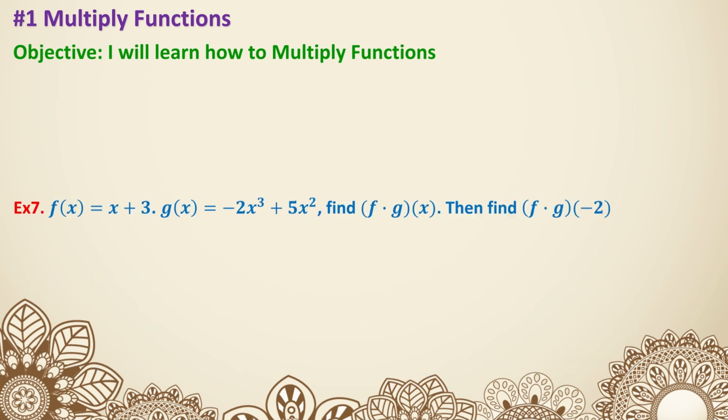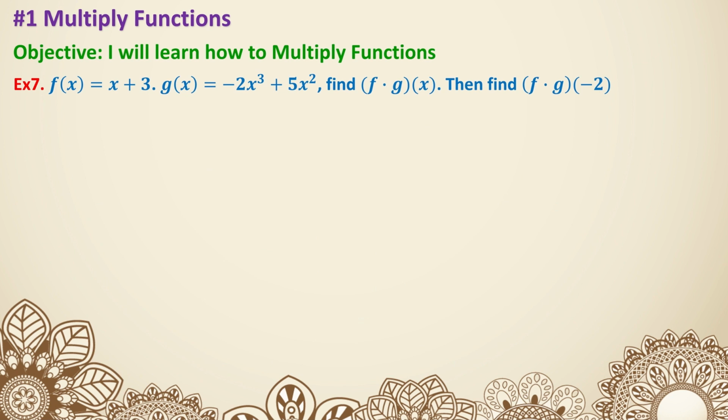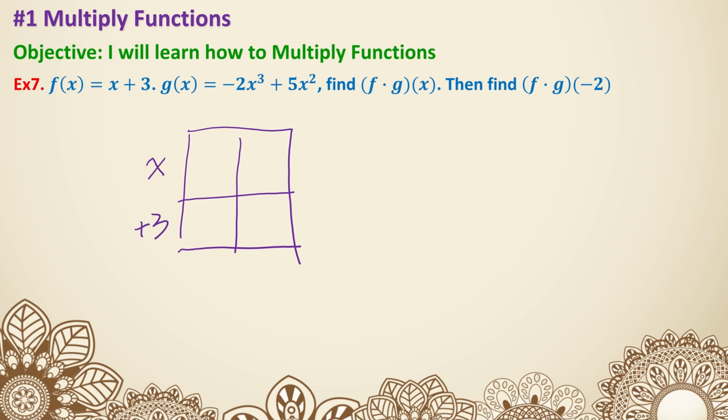Moving on. Last one, example 7. Well, this time, same thing, but we can use the box. First function has 2 terms, second function has 2 terms, so let's do a 2 by 2. X and positive 3, negative 2x cubed, and a plus 5x squared. Let's multiply them. X times negative 2x cubed is a negative 2x to the 4th power. And then 3 times negative 2x cubed is a negative 6x cubed. X times 5x squared is a 5x cubed. And then 3 times 5x squared is a 15x squared.